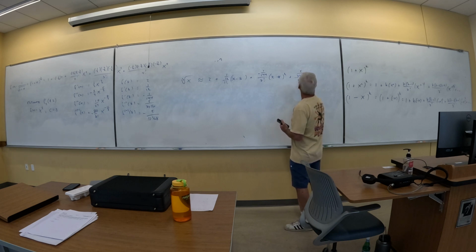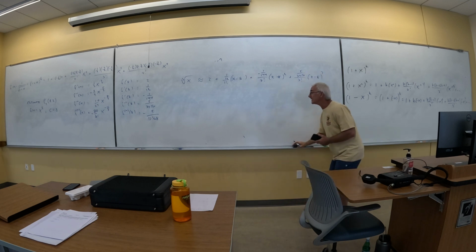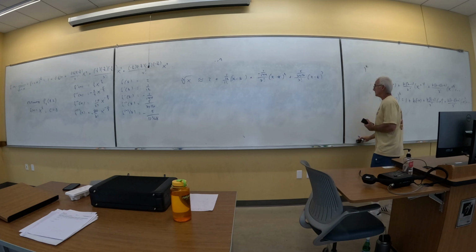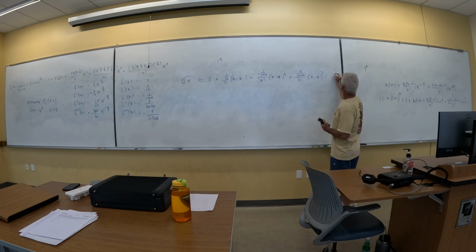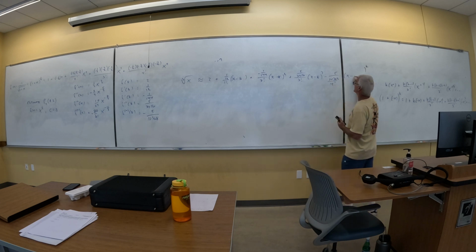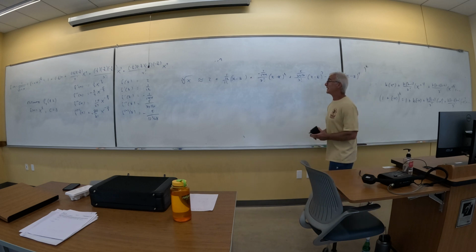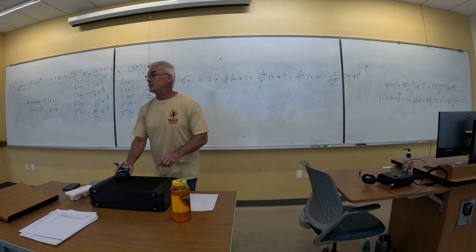5/3, 4, 5, 6 over 3 factorial, (x minus 8) to the 3rd, and then finally minus 5/10,368 over 4 factorial, (x minus 8) to the 4th. Big yikes. Now, here's what we would do.